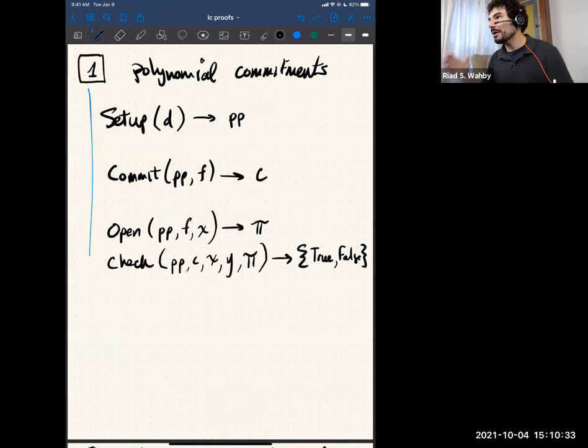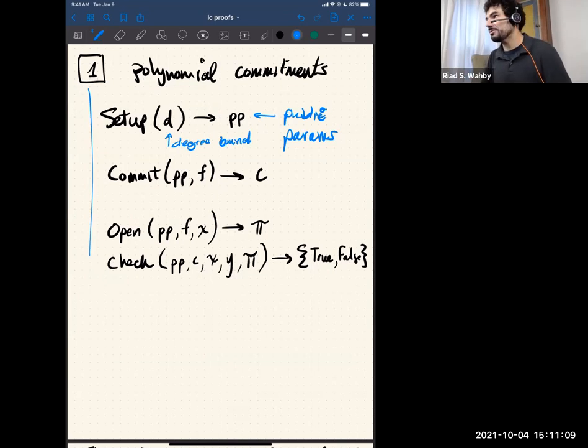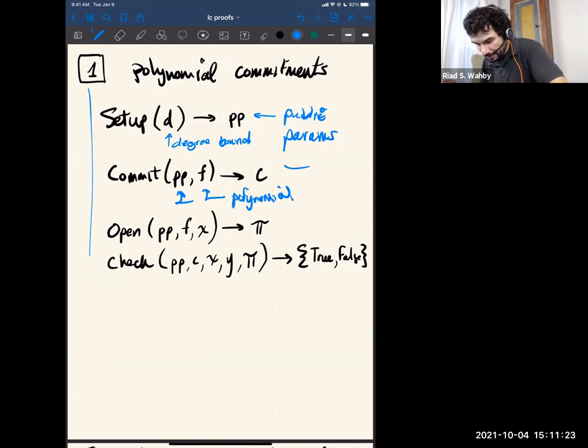Great. So a polynomial commitment is a set of four algorithms: setup, commit, open, and check. Setup is going to output some public parameters. Let's just assume the security parameter is fixed for this scheme, so we're going to ignore it here. The argument to setup is the degree bound D, which is the maximum degree of a polynomial that these public parameters can be used to commit to using the commit algorithm. Commit takes in the public parameters and a polynomial f, and it outputs a commitment to f.